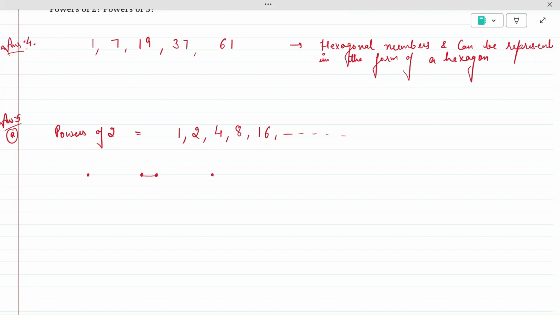Then we have 4. So 4 is 1, 2, 3, and 4. We can represent this in the form of a square. Then we have 8. 1, 2, 3, 4. This one. And again 1, 2, 3, 4. So this is 8. Okay, and we can join these.